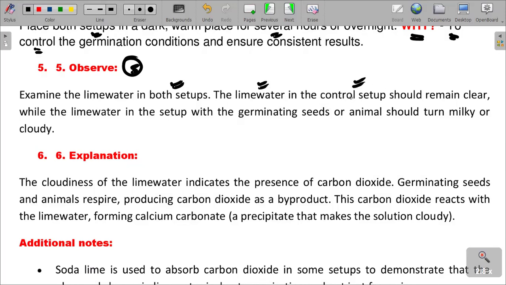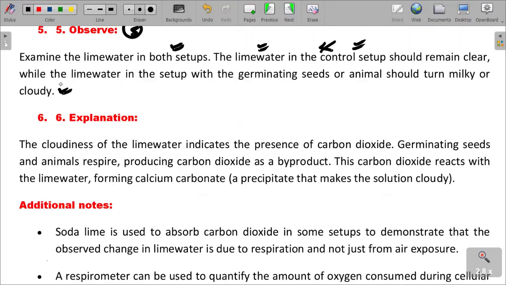The lime water in the control setup, which we said has no germinating seeds, remains clear. Well, the lime water in the setup with a germinating seed or animal should turn milky or cloudy. I'm sure you are seeing some differences here. We are saying lime water in the control setup remains clear, while the one with germinating seeds or animal turns milky or cloudy. What's the explanation for that?